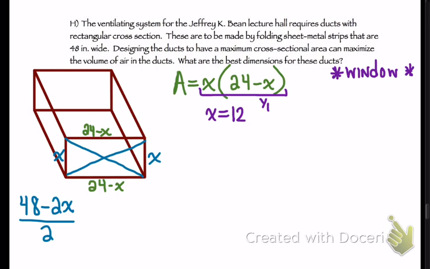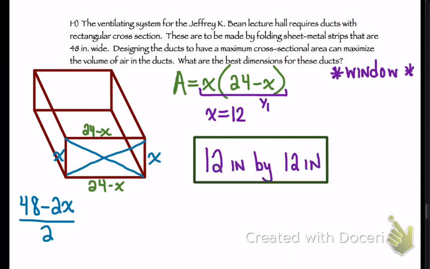So what are the best dimensions? Well, I know length by width are the dimensions. So 12 inches by, if I plug in 24 minus x, so 24 minus 12, and that's also 12 inches. So in this scenario, it turned out that actually a square was the best dimensions to have.